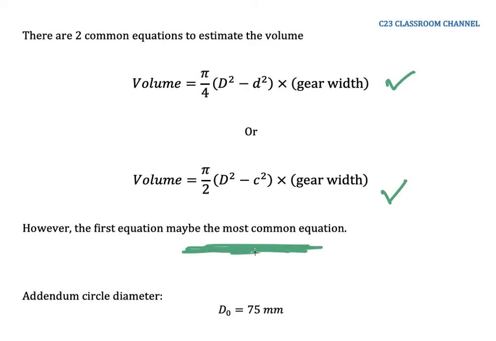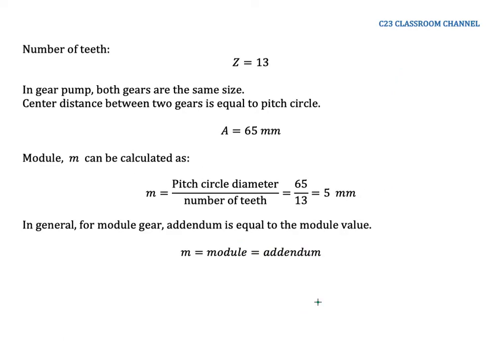Because we know that the addendum circle diameter is 75 millimeters here, and the number of teeth is 13. In a gear pump, both gears are the same. The center distance between two gears is equal to the pitch circle. So now the A here is equal to 65 millimeters.